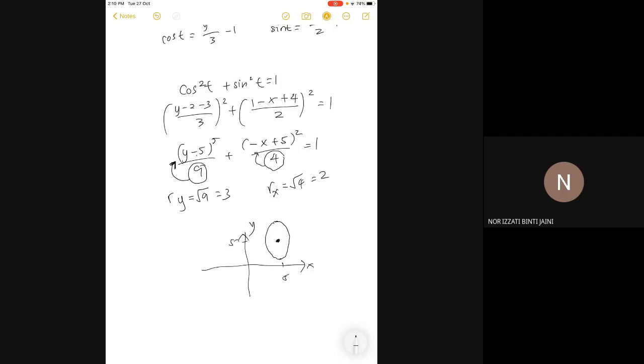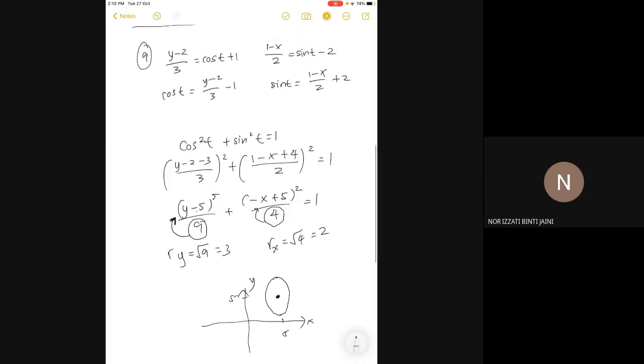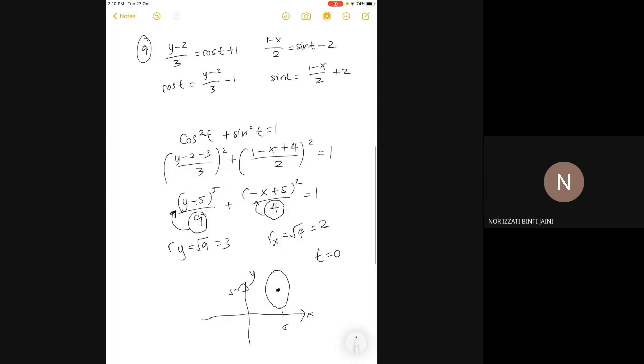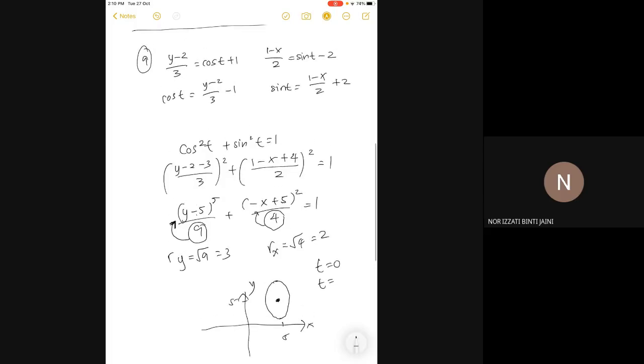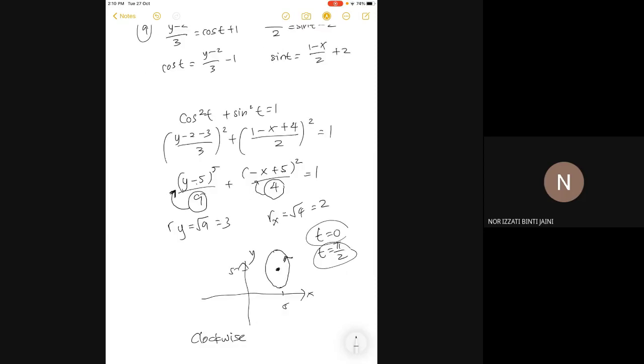Okay, and then you kena cari, apa nama itu? Orientation. Okay. So, kalau orientation, you ambil nilai sama lah macam tadi, t equals to 0 and then t equals to, since it's cos and sin kan, so gunalah pi. 0 dan pi per 2. So, akan dapat it is clockwise. Ingat kalau untuk cos and sin, guna value of pi. 0, pi over 2, pi, 3 pi over 2 and 2 pi.